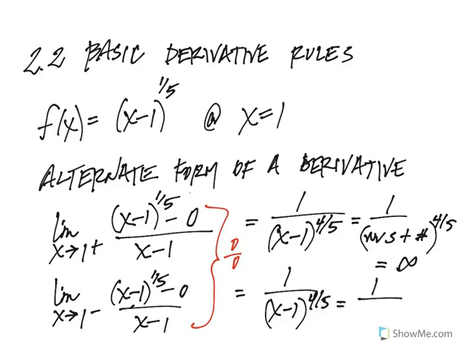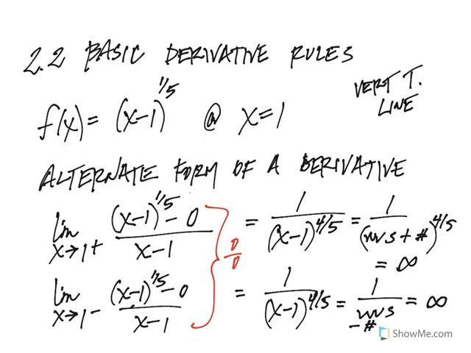Now when I come in from the other side, this gives me a very, very, very small negative number. Taken to the fifth root it continues to be negative. Fourth power makes it positive. This also goes to positive infinity. So what I have here is non-differentiability. But to describe the non-differentiability, I would say that this is a vertical tangent line.